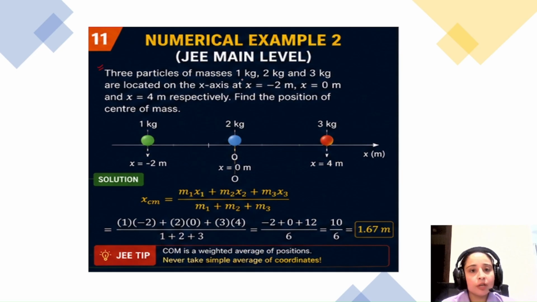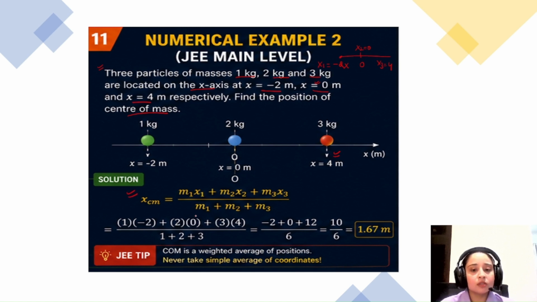Let us consider three particles having masses 1 kg, 2 kg, and 3 kg. They are located on the x-axis at x equal to minus 2 meter, x equal to 0, and x equal to 4 meter respectively. Find the center of mass. Again, we will draw a reference line. We have the origin. Now we know that x2 is at the origin. And what is the position of x1? That will be towards the left because it is in the negative x direction, that is minus 2 meter. Similarly, what will be the position of x3? That will be in the positive direction, so that will be 4 meters.